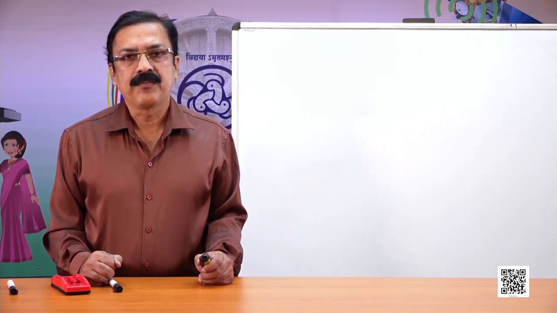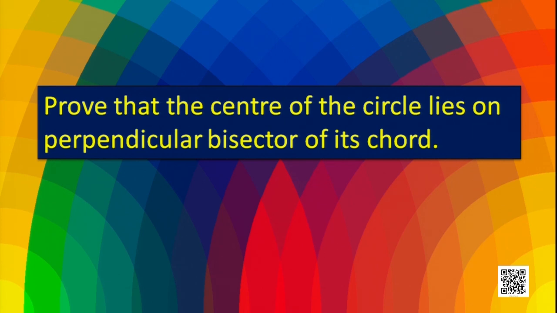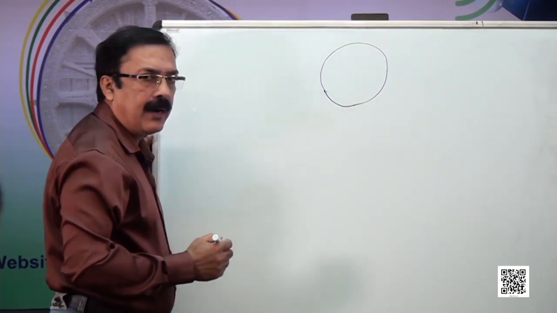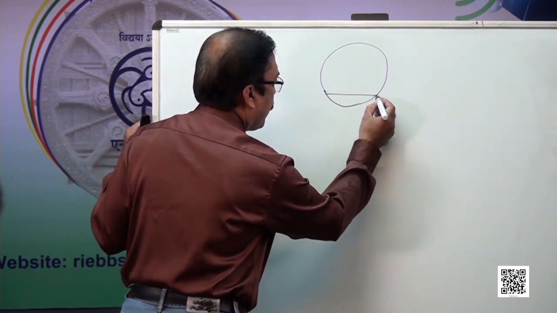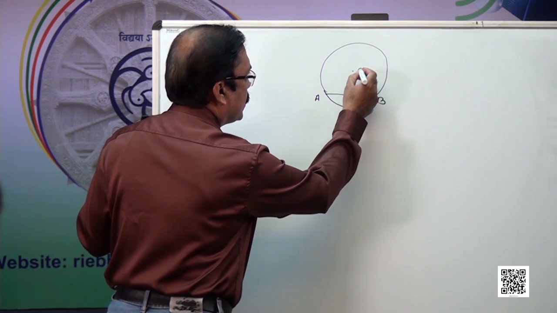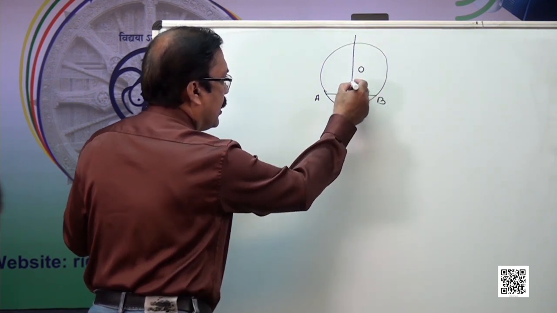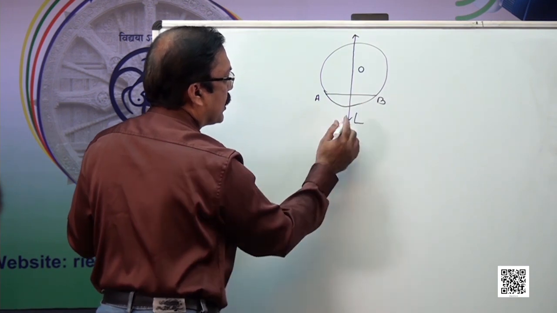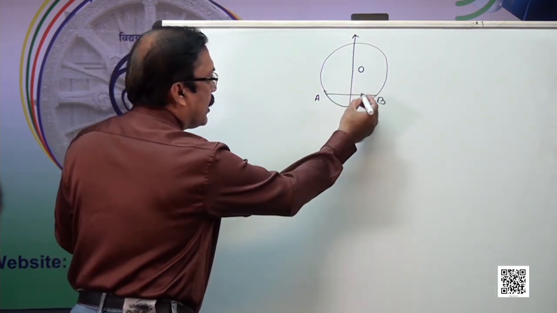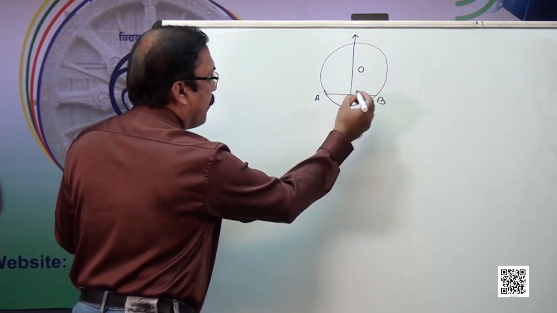Now, let's have some problems to solve through these theorems. The problem is like this. Prove that the center of the circle lies on the perpendicular bisector of its chord. So, we have to draw a circle and a perpendicular bisector of the chord. So, a chord AB is there, O is the center, and let L be the perpendicular bisector of this chord AB.